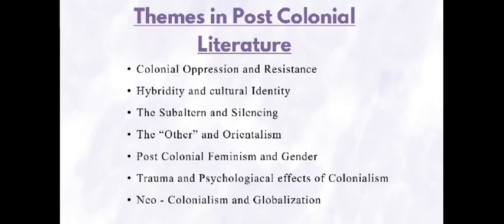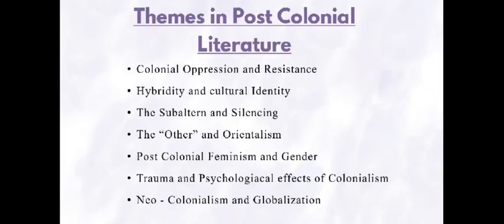Example, Things Fall Apart depicts the impact of British colonialism on Igbo society and the resistance of the protagonist. Coming to hybridity and cultural identity, colonized people develop a hybrid identity caught between indigenous and colonial cultures. Example, Midnight's Children explores post-independence India where characters navigate a mix of British and Indian influences.